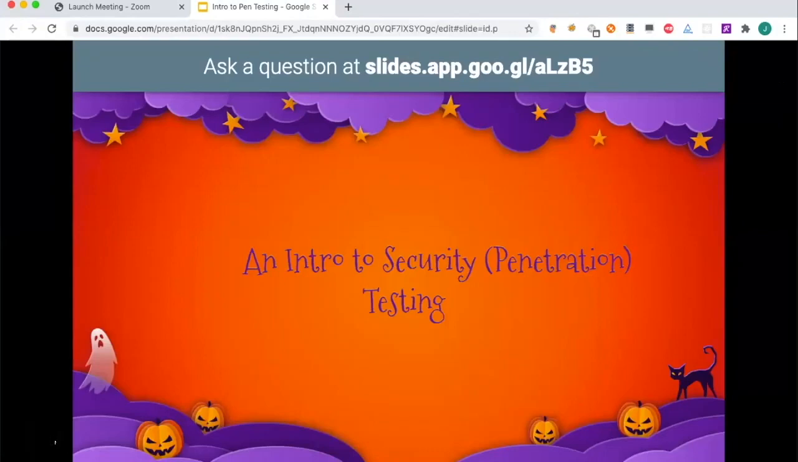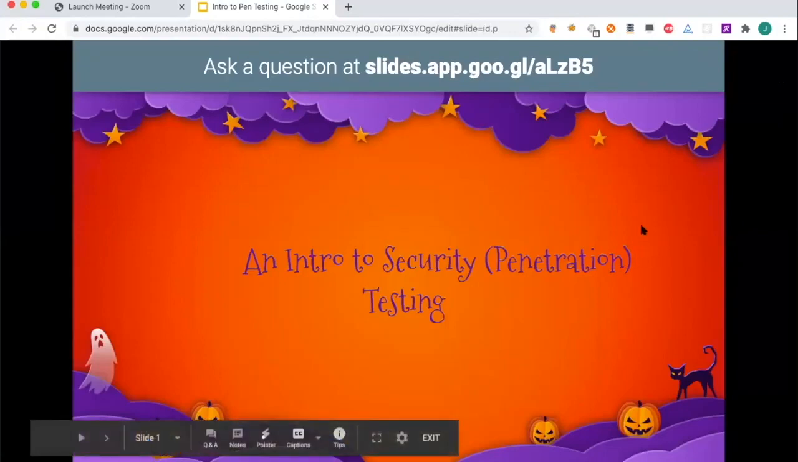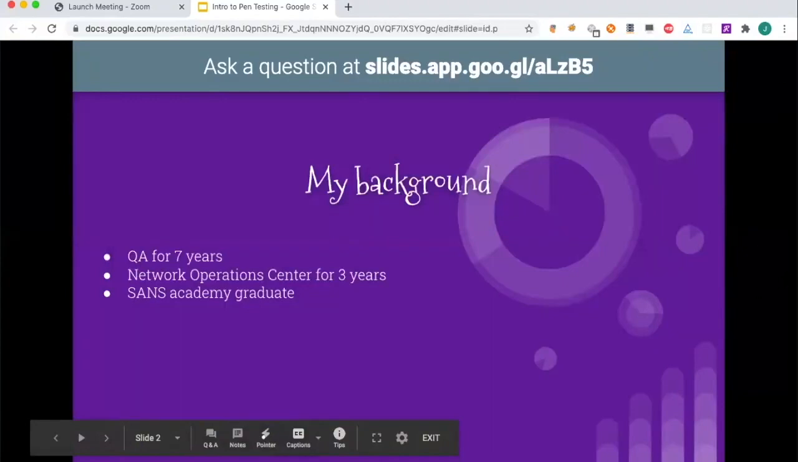Go ahead and get started. We don't have a lot of people in yet, but like he said, it's going to be recorded, and everyone is free to join at any time.